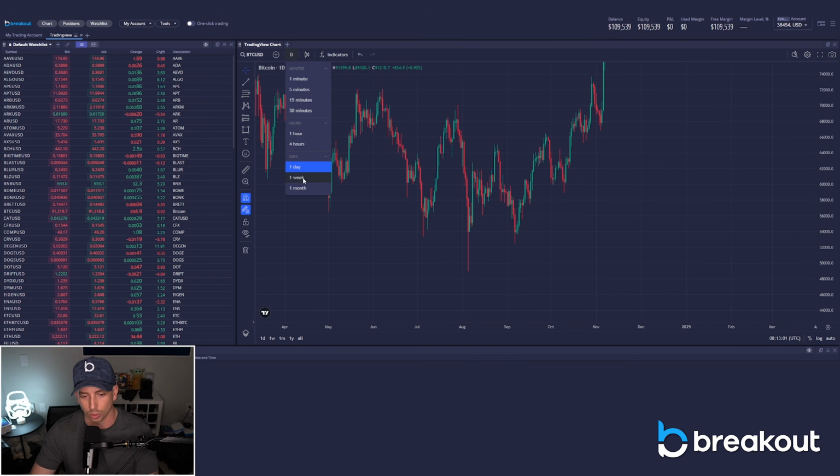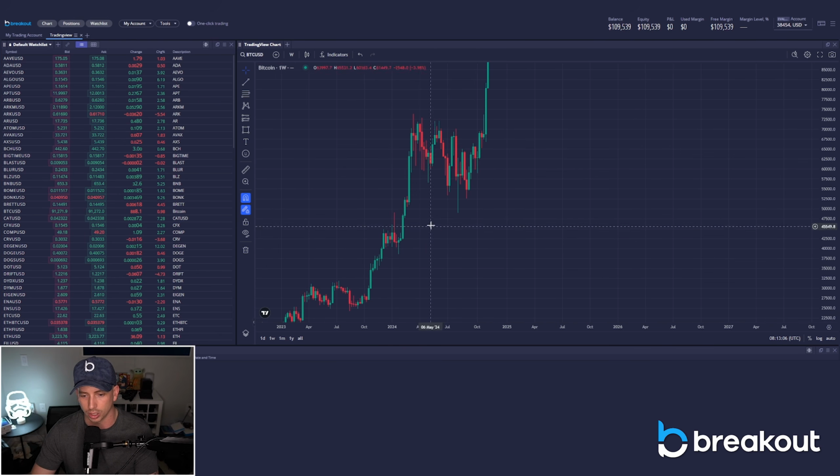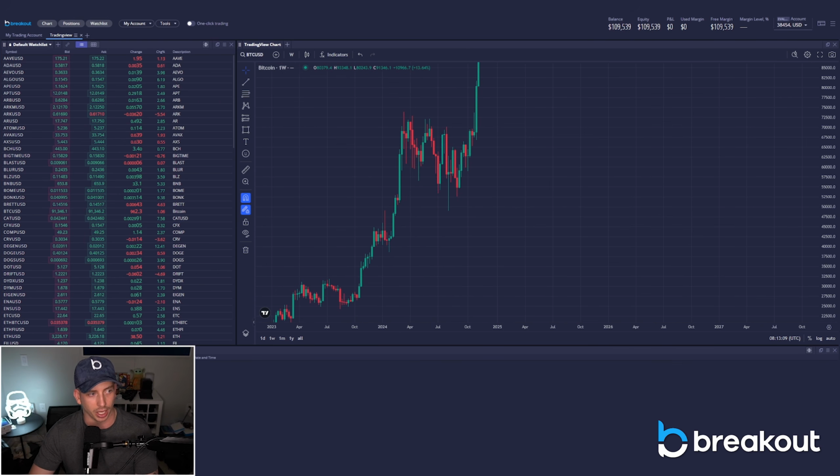You could use the weekly chart and you could assume that below a weekly high and low, there is going to be liquidity. So we ended up trading all the way down here and we traded below two old weekly lows here. We traded below this weekly low. We traded below this weekly low.